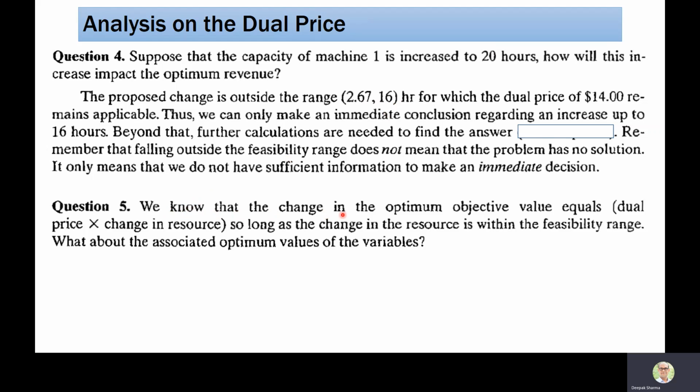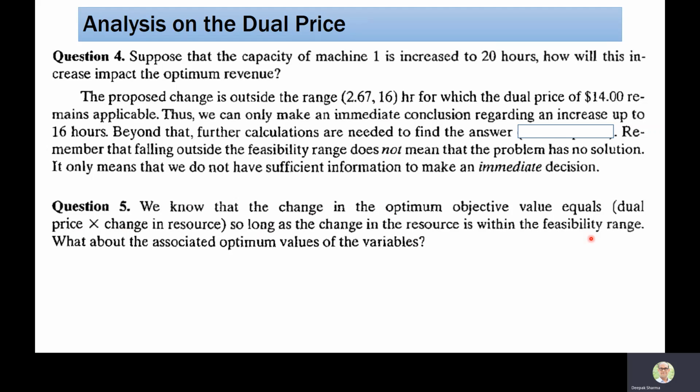Similarly, we know that the change in the optimum objective value equals dual price into the change in the resources. This is what we did. This is the same calculation as in question number 3, so long as the change in the resources is within the feasible range.